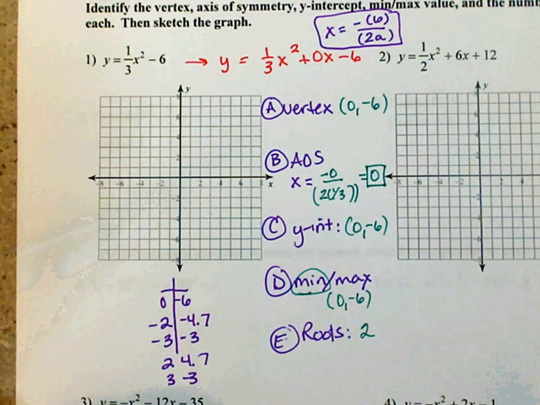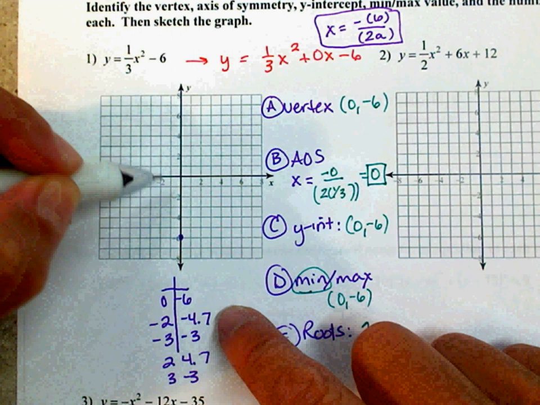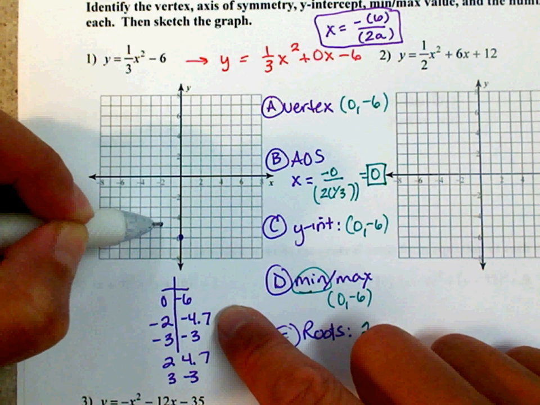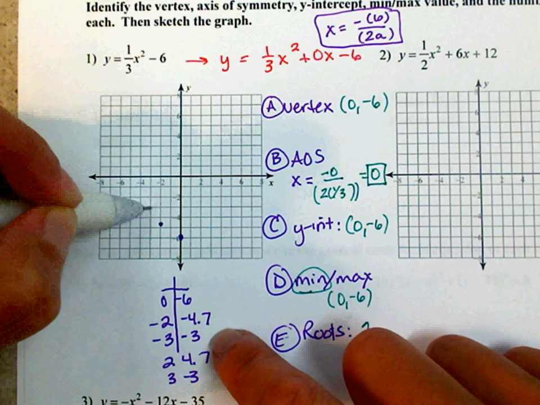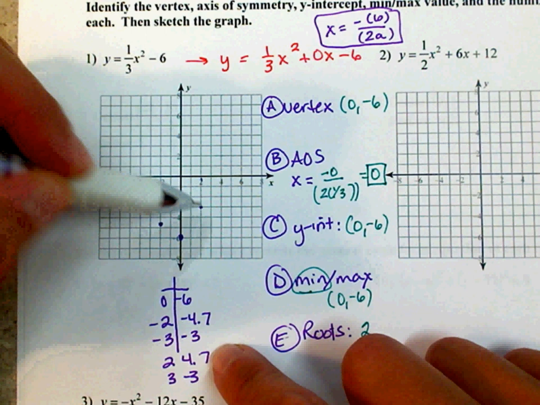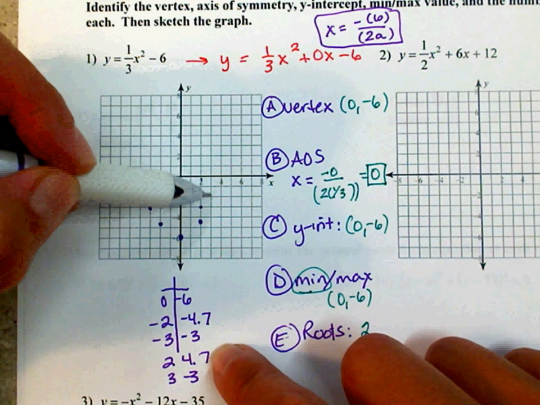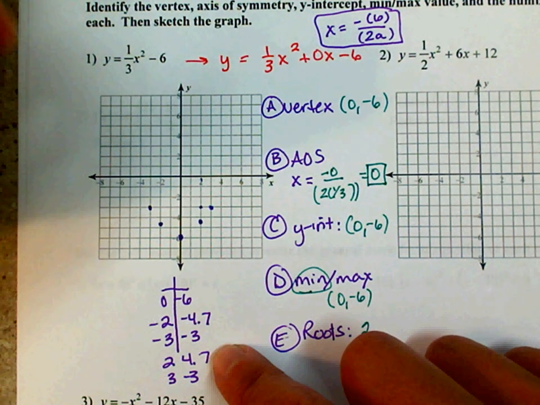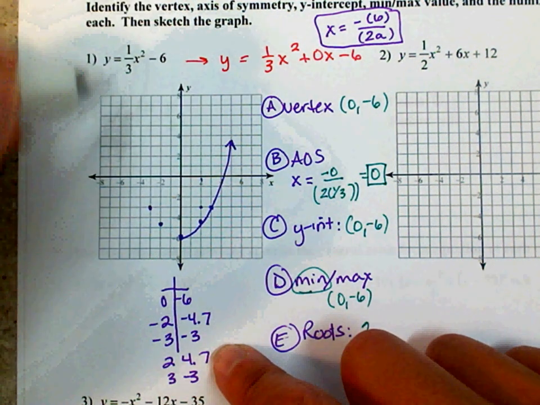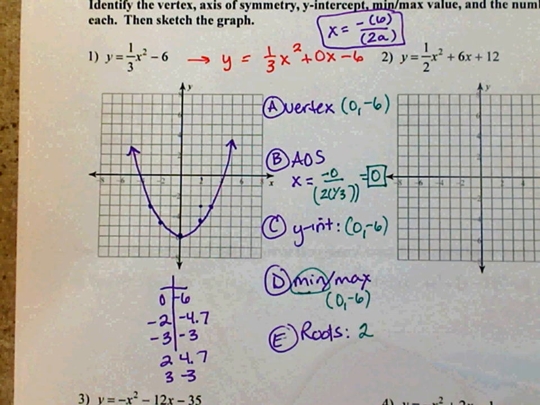Okay? Here we go. 0, negative 6, negative 2, negative 4.7, so almost to 5, negative 3, negative 3, 2, 12.7, go down a little further, my apologies, 3, and negative 3. And so there you have your parabola. A is positive, opening up, crossing the x-axis twice. And there's number 1. Okay?